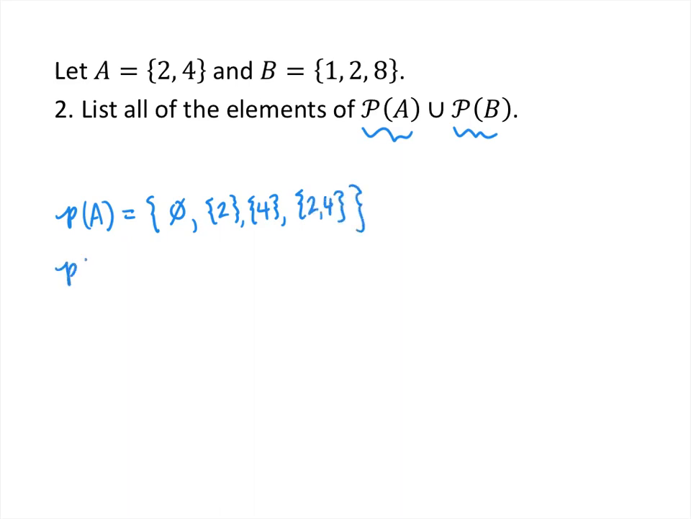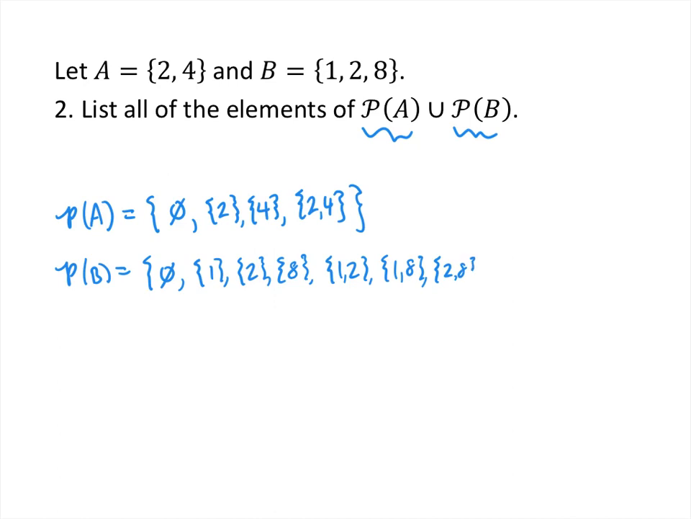And then the power set of B, B has 3 elements, so we have a few more to find. We've got the empty set as always. We've got each element by itself. Then we've got subsets with 2 elements, so that would be 1 and 2, 1 and 8, and 2 and 8. And then we've got the whole set itself, 1, 2, and 8.